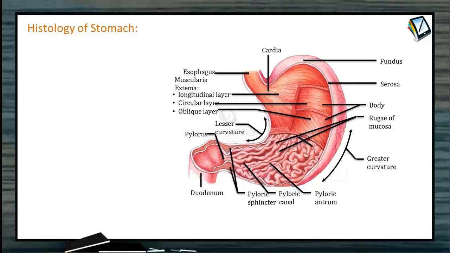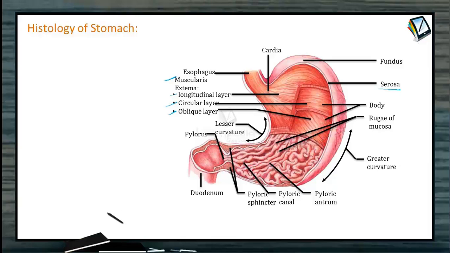Histology of stomach. Like any other part of the gastrointestinal tract, it shows four major layers. The outer one is serosa and next to it is muscularis layer or muscular externa. This muscular externa shows three types of muscles. One is longitudinal muscles, then followed by circular muscles and oblique muscles. Presence of these three muscles in the wall of the stomach helps in churning process.